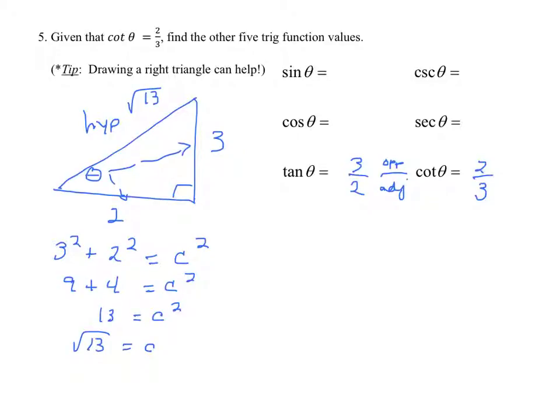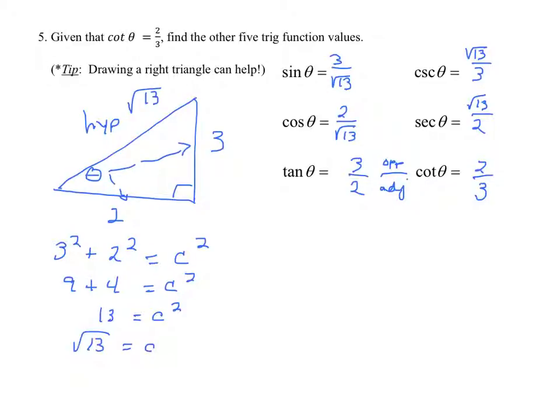Okie dokie. Now, let's get the sine. Sine is opposite over hypotenuse, so it's 3 over the square root of 13. Blammo, I can get cosecant, which is the square root of 13 over 3. Now let's do cosine, which is adjacent over hypotenuse. So 2 over the square root of 13. Getting the secant, it's the square root of 13 over 2.